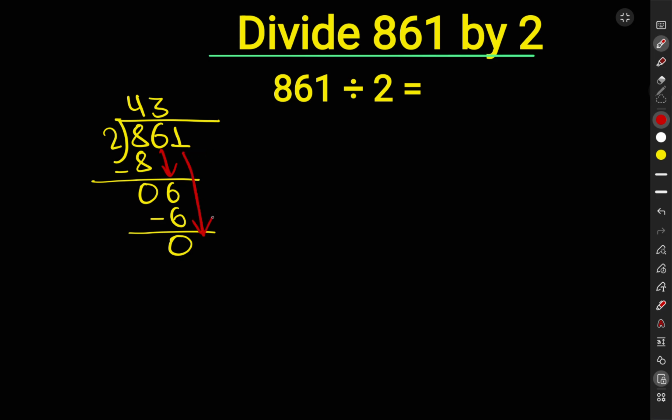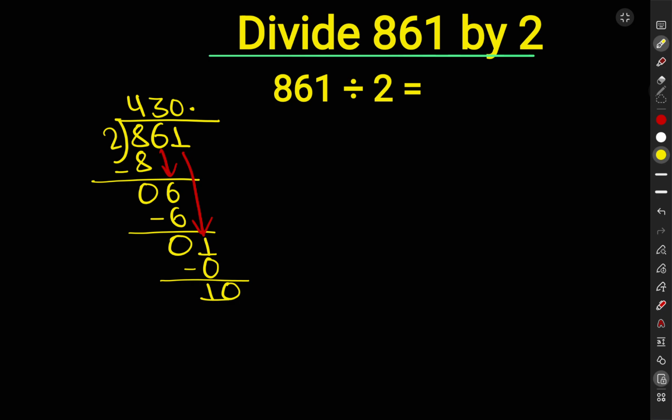So again we put down this 1 and 2 times 0 means 0. On subtracting, we get 1. So now this 1 is less than 2 and there is no other number to put it down. So we take here decimal, so that we put 0.